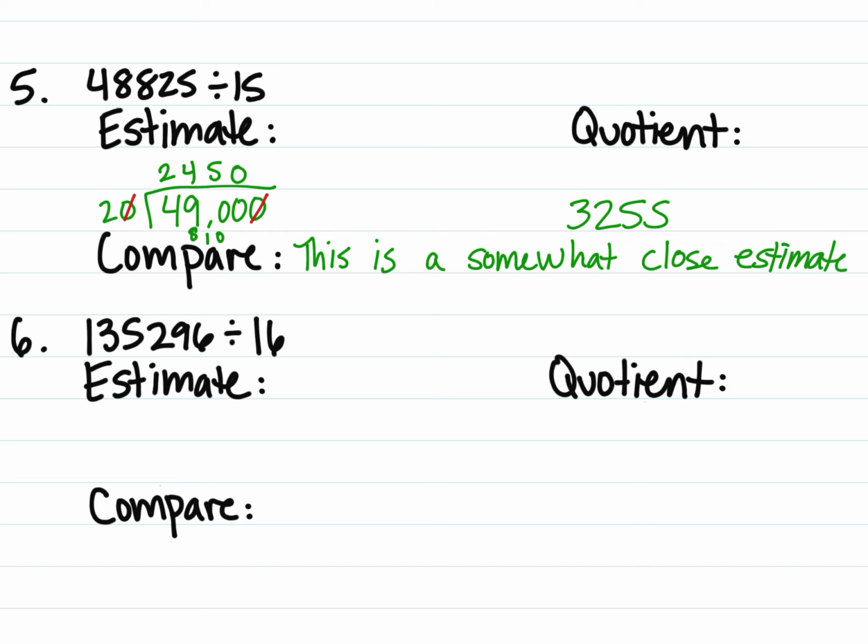This is a somewhat close estimate because we rounded to the thousandths place instead of the 10,000ths. But because 15 is 5 away from 20 and 5 away from 10, it isn't a very great estimate.